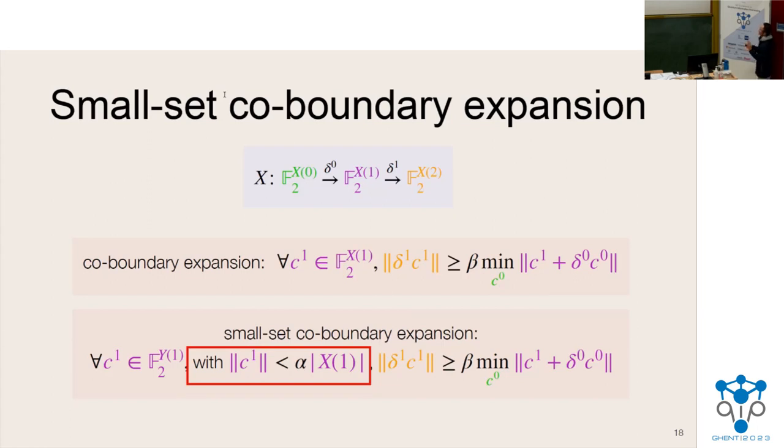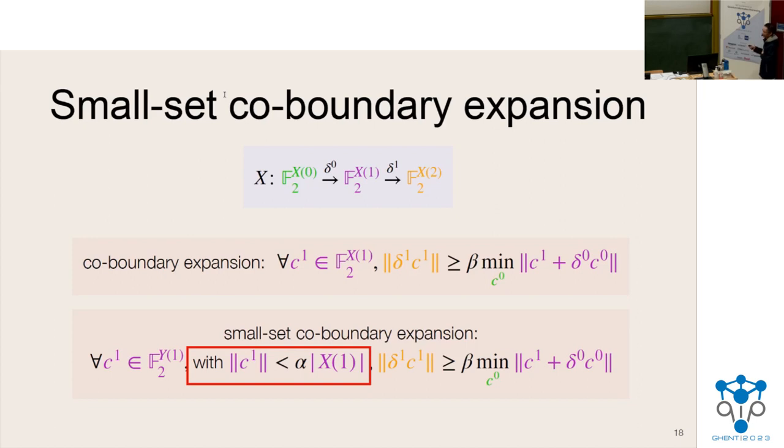Okay, and here I just want to digress a little bit. After this, I'll go back and talk about the Tanner construction. But I just want to show you how you could define small set co-boundary expansion. This middle one is again the definition for co-boundary expansion. What I do now for small set co-boundary expansion is to simply say that, instead of requiring all vectors to expand, now we only require the short vectors to expand, meaning that this expansion only has to hold for vectors with small weights. So that's pretty simple, and that's the definition for small set expansion.